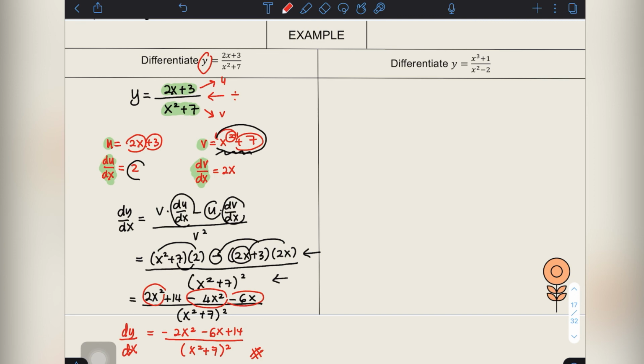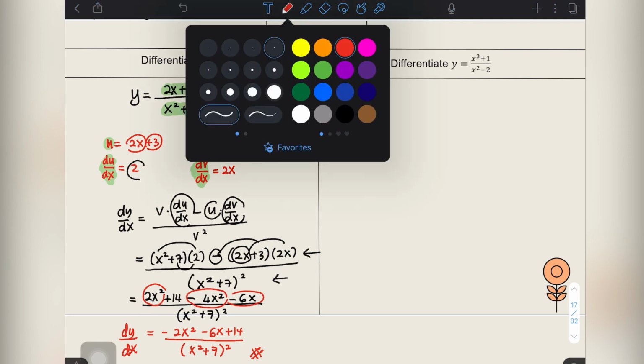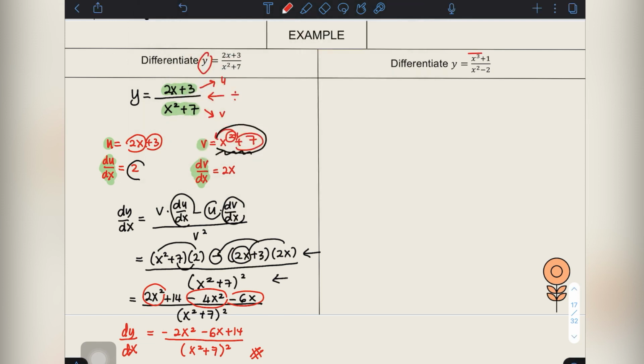Okay, so for the second one here, you have y equal to x cubed plus 1 divided by x squared minus 2. So this one is also the same, because both equations have been separated by the division process. So you need to use quotient rule. So you will let this one as your u. Okay, your u is equal to x cubed plus 1, and on the denominator, it will be v. So your v is x squared minus 2.